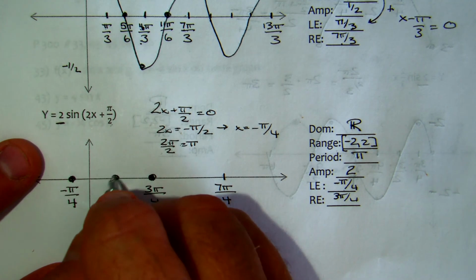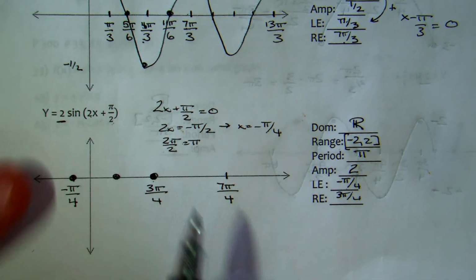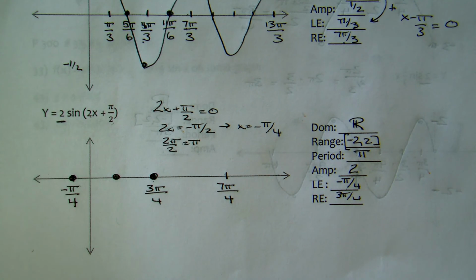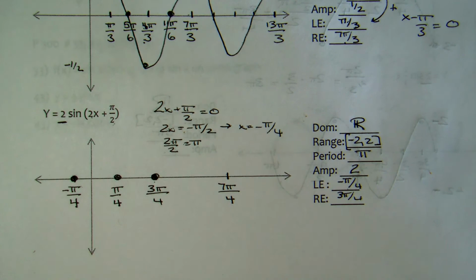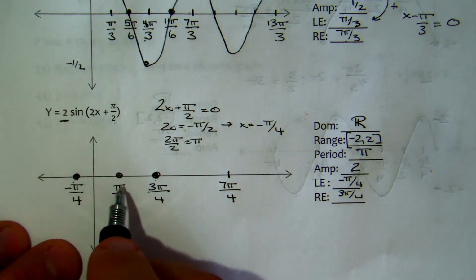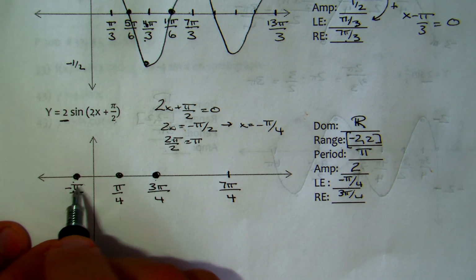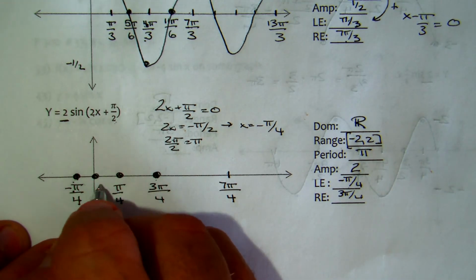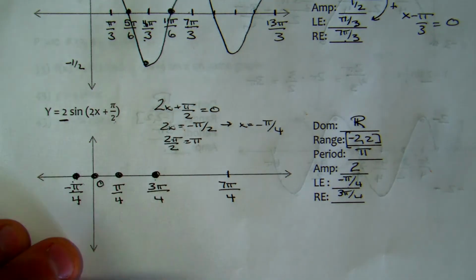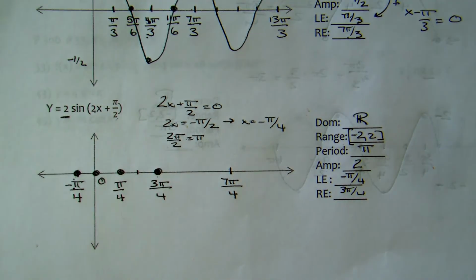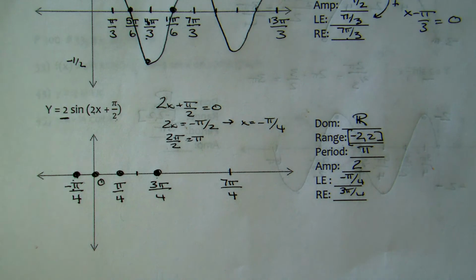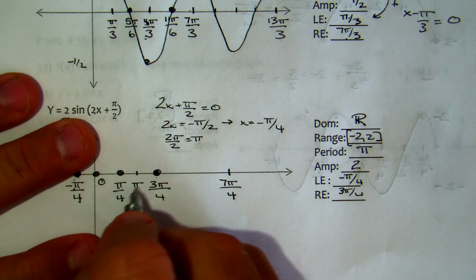Halfway between them is 0. 3 pi minus pi is 2 pi. Half of 2 pi is pi, so pi over 4 is the halfway point. All right, halfway with the quarter point. 1 pi minus pi is 0. 0 divided by 4 is 0, so that's my first quarter point. All right, my third quarter point. 1 pi plus 3 pi is 4 pi. Half of that is 2 pi. 2 pi over 4 reduces down to pi over 2.